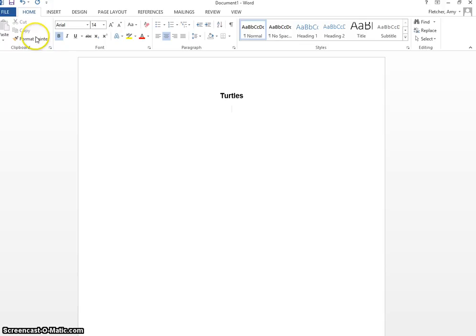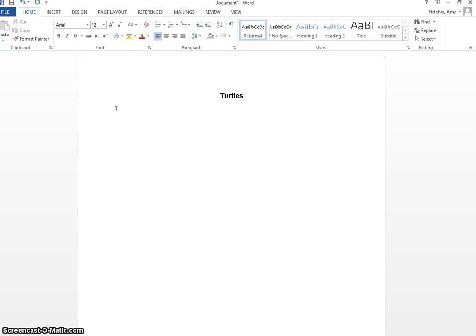And now we want to turn off all that stuff that we changed. So let's leave it on Arial, but let's put it back on 12. 12 is the normal size. Make it not bold and make it left aligned. Okay, next we're going to type our first sentence.